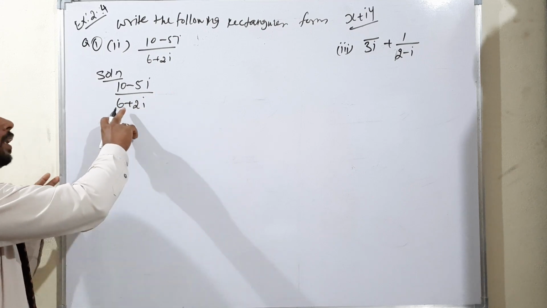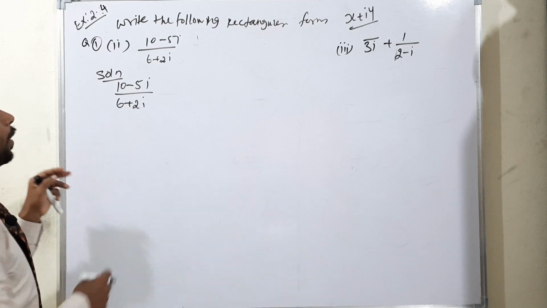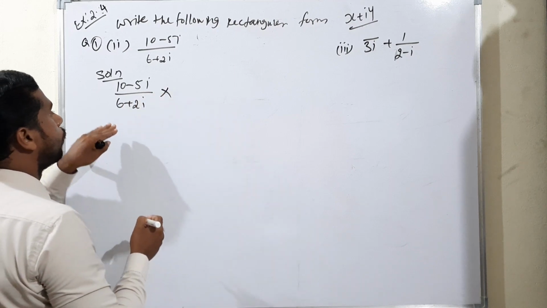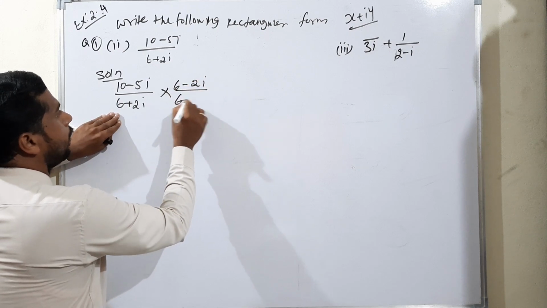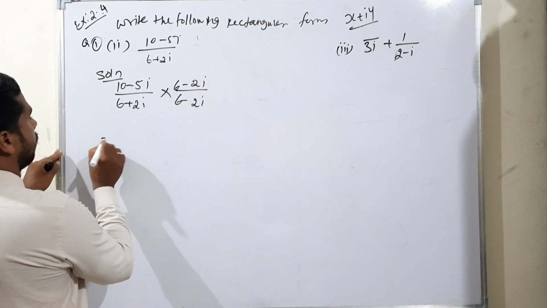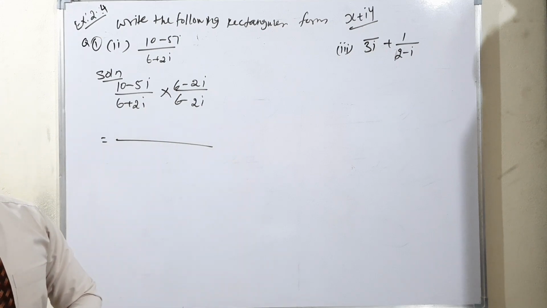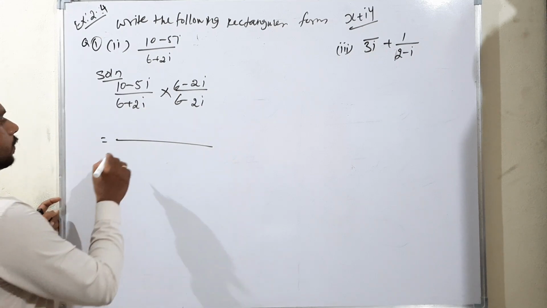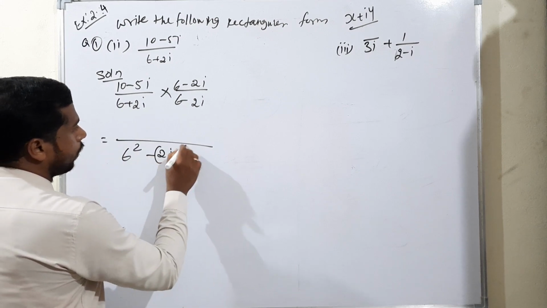The conjugate of the denominator 6 plus 2i is 6 minus 2i. So we have to multiply both the numerator and denominator by the conjugate term, 6 minus 2i divided by 6 minus 2i. Then in the denominator, (a plus b) into (a minus b) is a square minus b square, which means 6 square minus (2i) whole square.